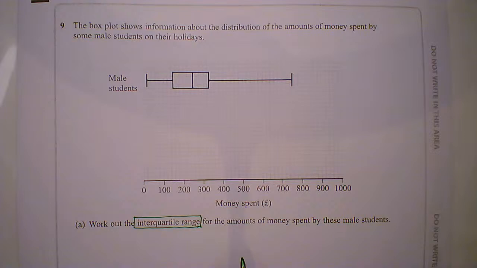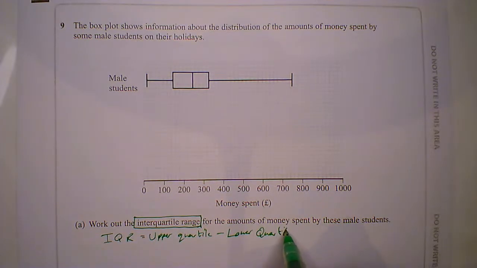That is the key. So what is interquartile range? Interquartile range equals my upper quartile take away my lower quartile. Okay, so I've got that.